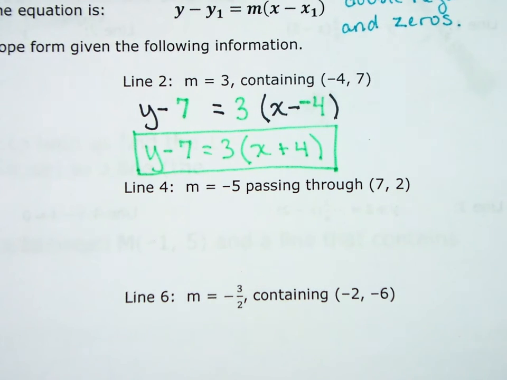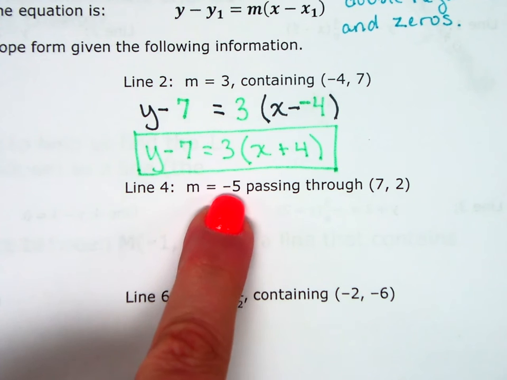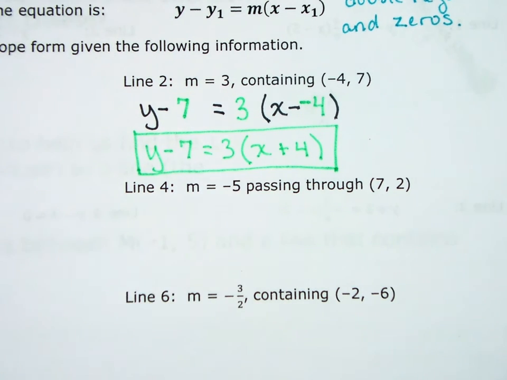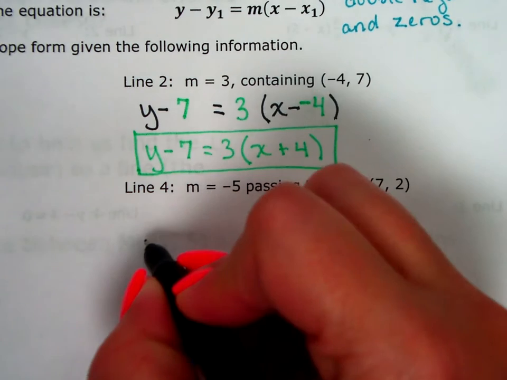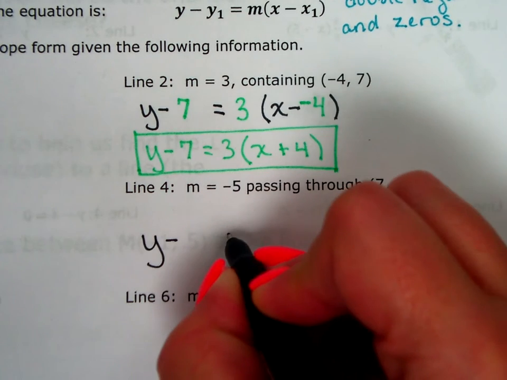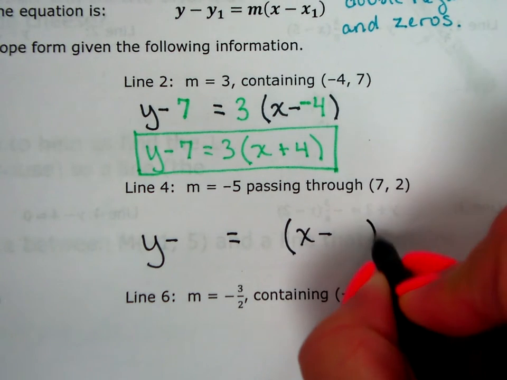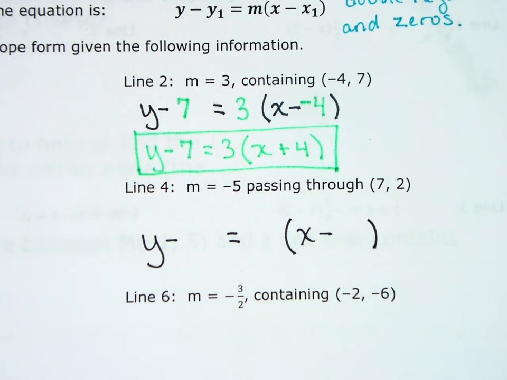Number 4. Do you think we're going to have to rewrite number 4? I do have a negative, but it's on the slope, so I know that's going to go out in front, right? It's not going to go with a negative. And then these are both positive, so I'm not going to have to rewrite this one. Y minus space equals space, parentheses, x minus space, close parentheses.